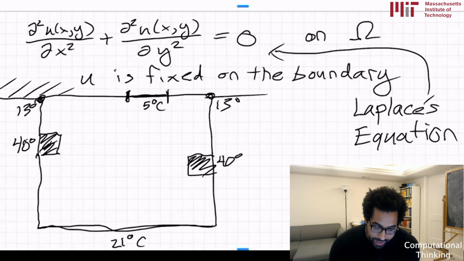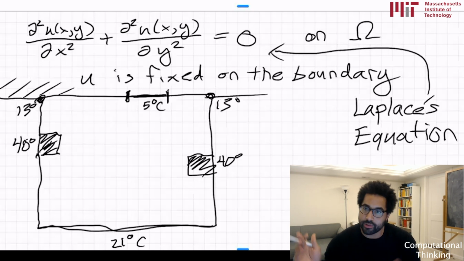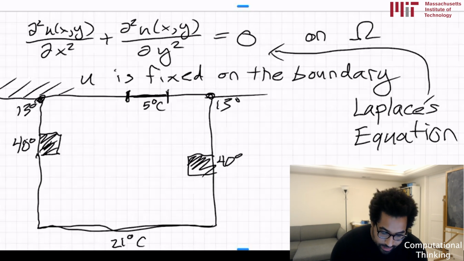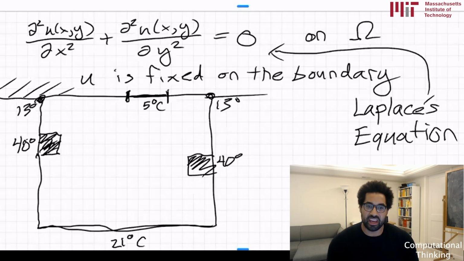These heaters are popping out. If these heaters weren't popping out and they were just on the sides, you could actually somewhat solve this by hand by using the method of superposition plus a Fourier series for each side. If that means something to you, great. If it doesn't, don't worry about it. The point is, the fact that these heaters are here means that we might need to use computational techniques to find the solution.